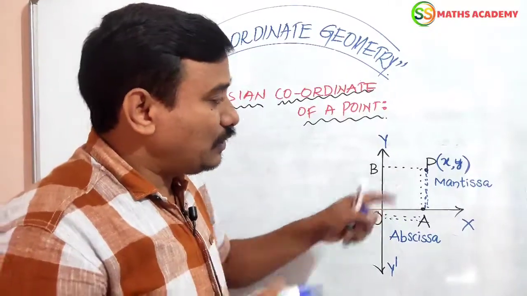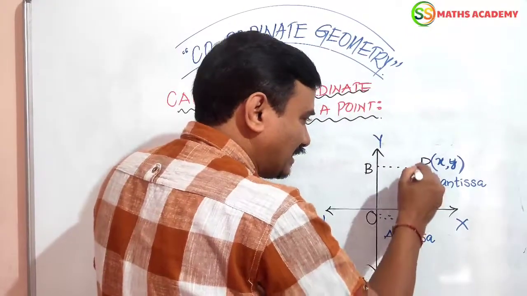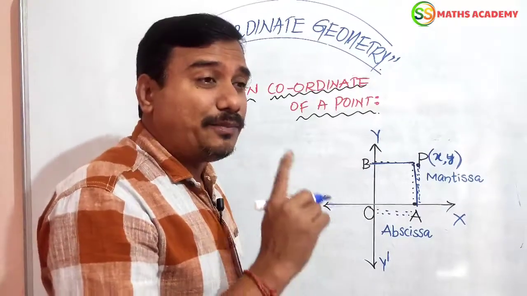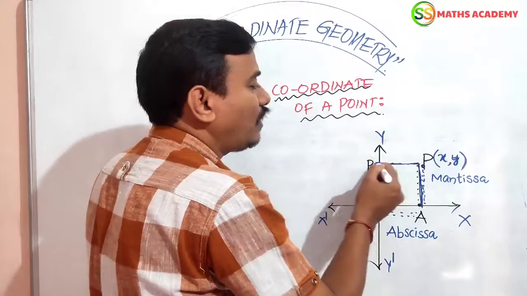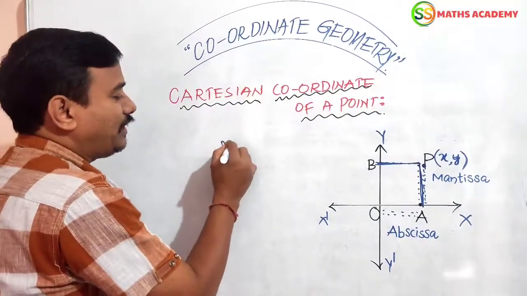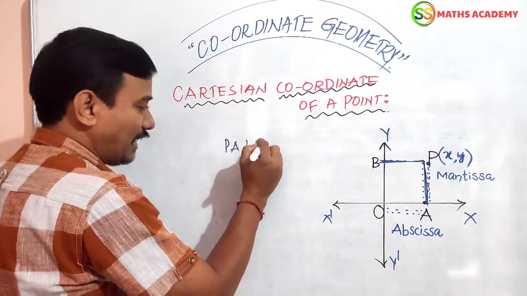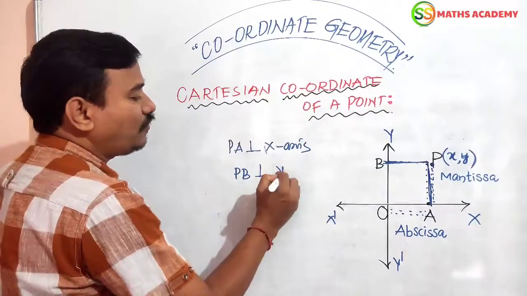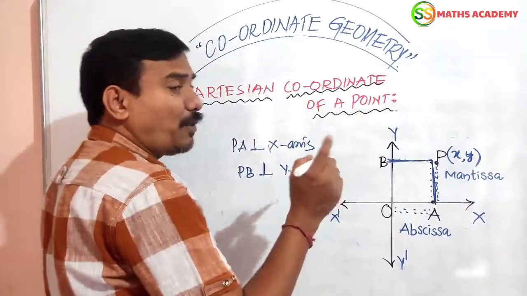Here we should observe, you draw two perpendicular lines from P on the x-axis and y-axis respectively. From the point P, you should draw two perpendicular lines on the x-axis and y-axis respectively. So you should observe here, PA is the perpendicular line on the x-axis, PB is the perpendicular line on the y-axis. Okay, it is clear.